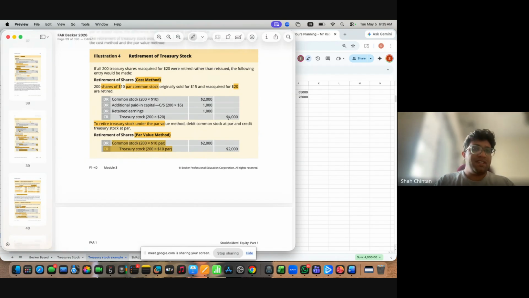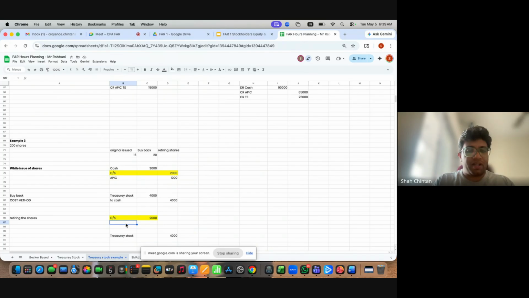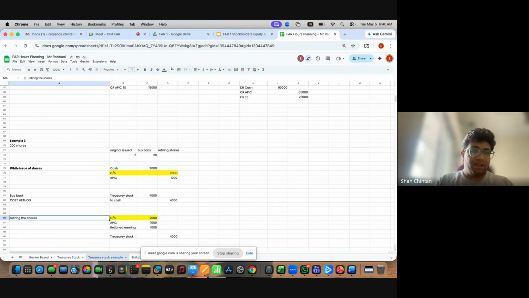Now thumb rule says check if you have a balance in EPIC. If you don't have a balance in EPIC, use retained earnings. So what is the EPIC balance? $1,000. So let's use that. And any balance is left, 4,000 minus 2,000 minus 1,000. So 1,000 balance will go to retained earnings. This is how you retire the share under a cost method.